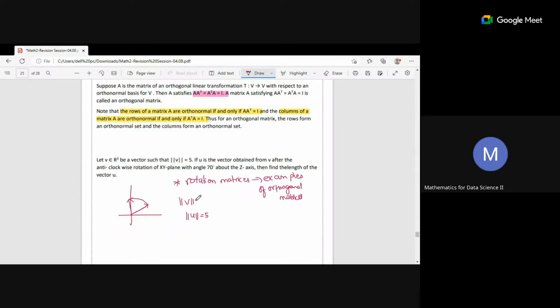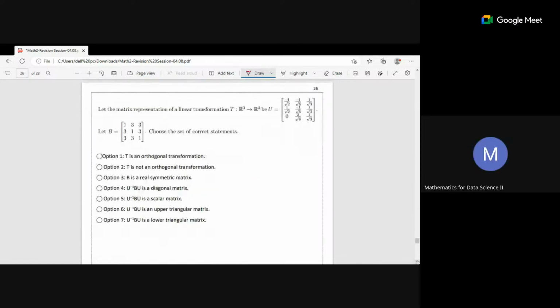Length is preserved means the lengths of the vectors are preserved when rotated. So the norms are the same. Is it fine? And how are angles preserved?